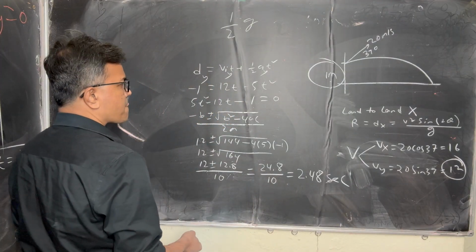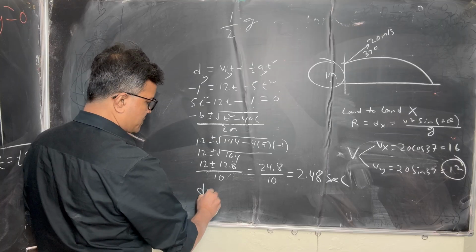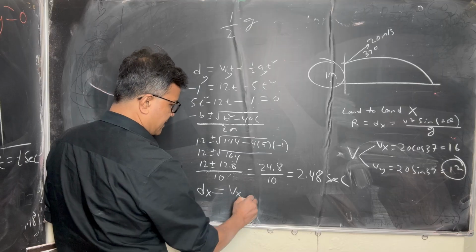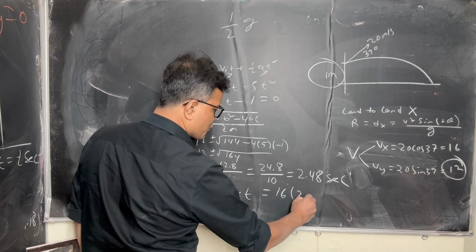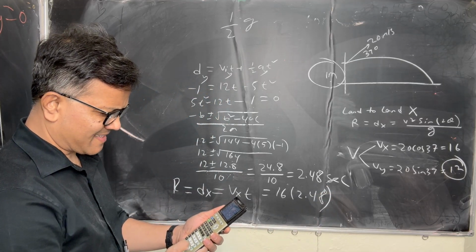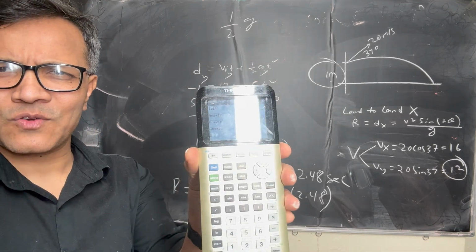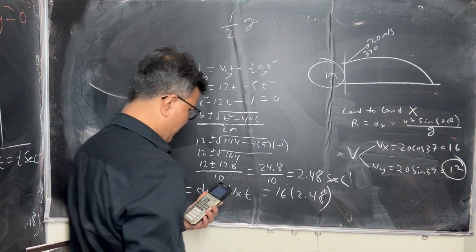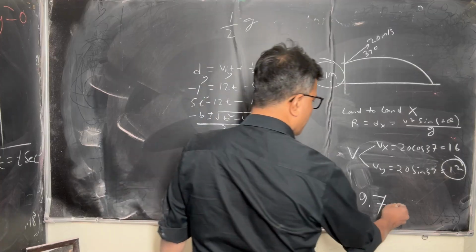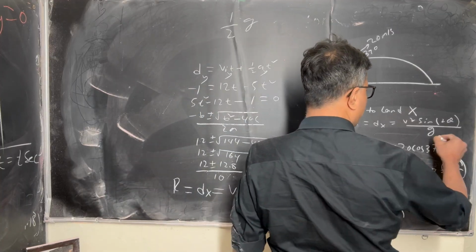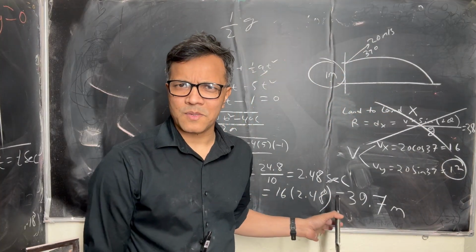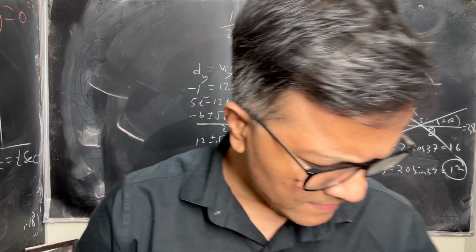All right, so now you're going to find the range using the range equation. This is the range equation: Vx t. Vx is 16 and t is 2.48. So times 16 gives us about 40. So 39.7 meters. The other method would give you 38. So this is the right way. You have to solve the problem this way.